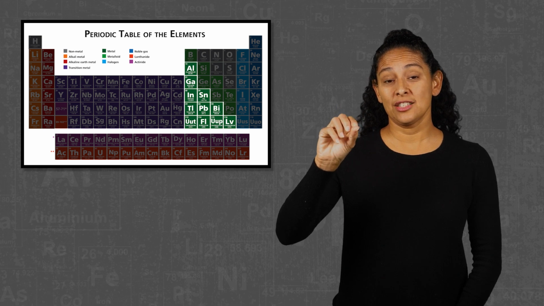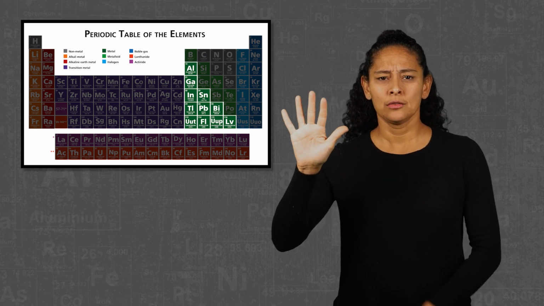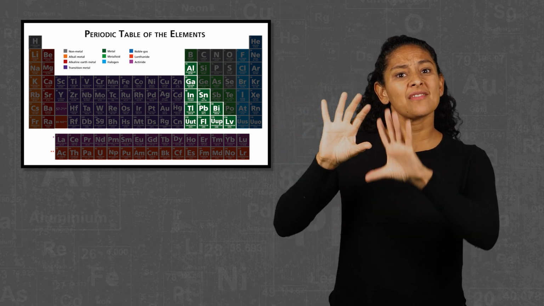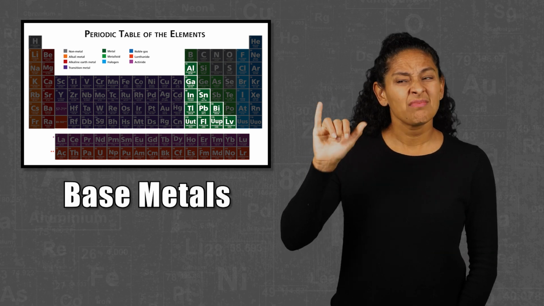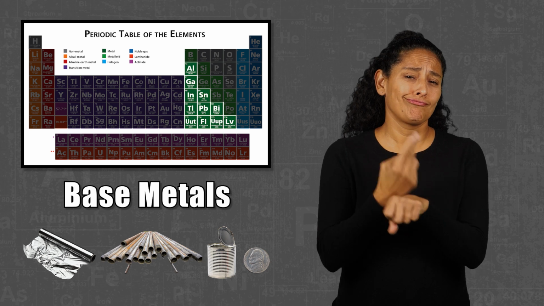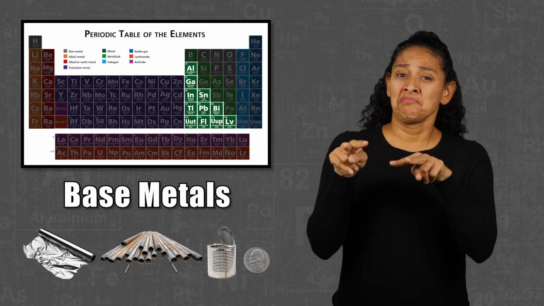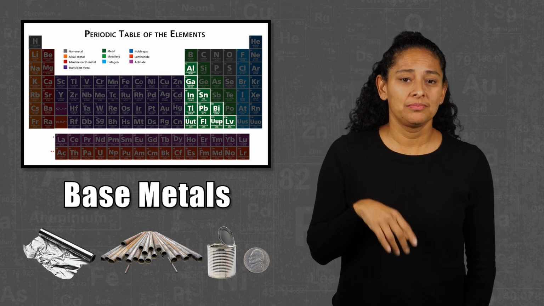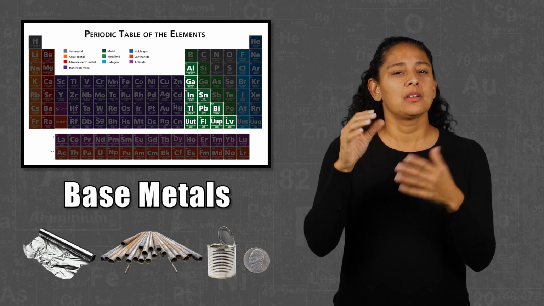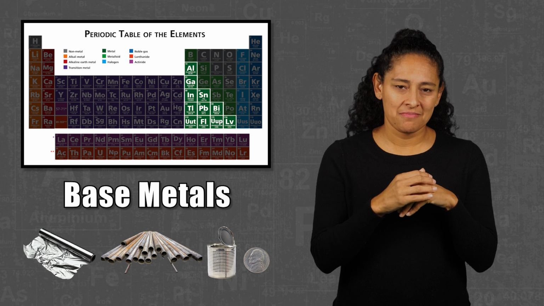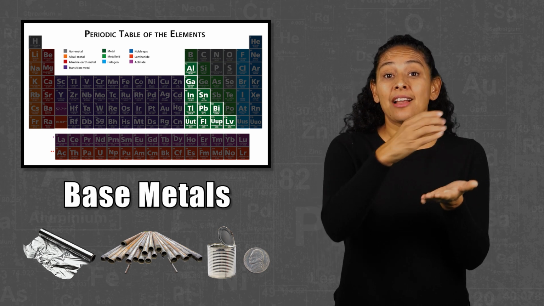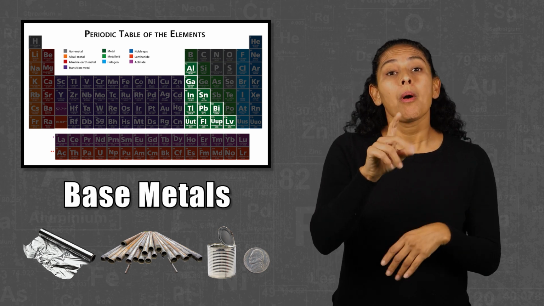To the right of the transition metals, we have a family called base metals. These metals we use every day and are considered to be low in value. These metals are mostly soft and not very shiny. Think of a can of soup or metal pipe.